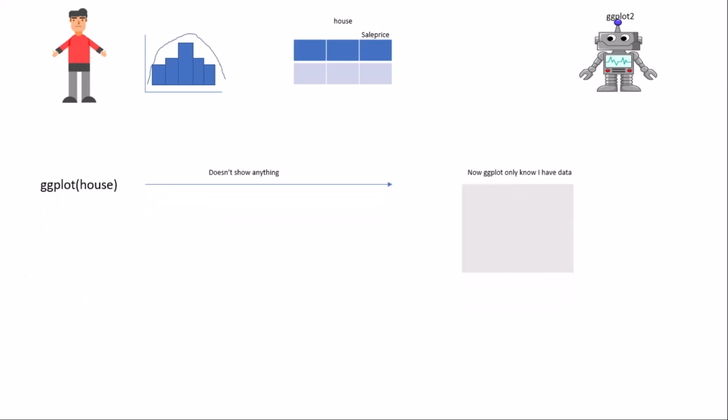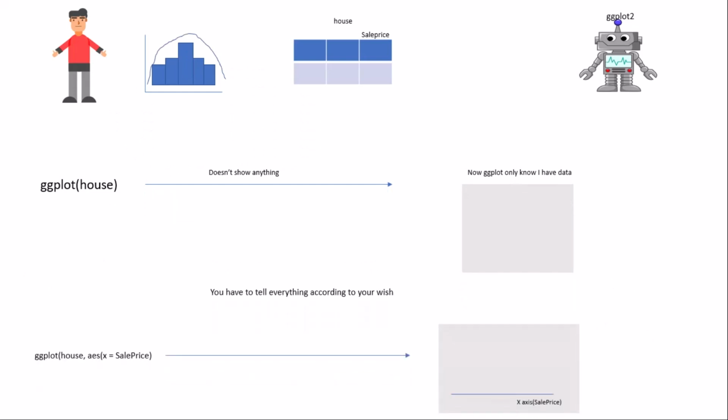What is our step one? We give the data set. I make a variable house and I give only the data set to the ggplot function. If you run this, what happens is that it shows like that, it is blank. Ggplot only knows that I have a data set, what I do with this data set it doesn't know. You have to tell everything according to your wish.